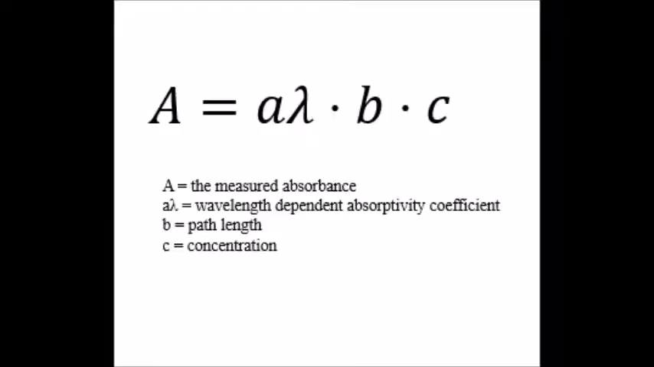Before we begin the technique part of this video, it is important to understand a few key ideas. First, the Beer-Lambert law. The Beer-Lambert law shows the relationship between absorbance and the concentration of a solution. The equation for the law is capital A equals A lambda times B times C. Capital A is the measured absorbance, which is found using the spectrophotometer. A lambda is the wavelength-dependent absorptivity coefficient, which is usually given or can be calculated by manipulating the equation. B is the path length, which is the depth of the cuvette, and C is the concentration.